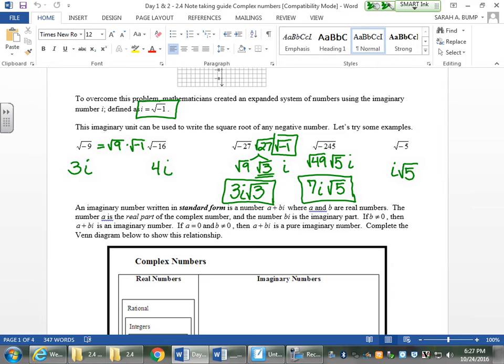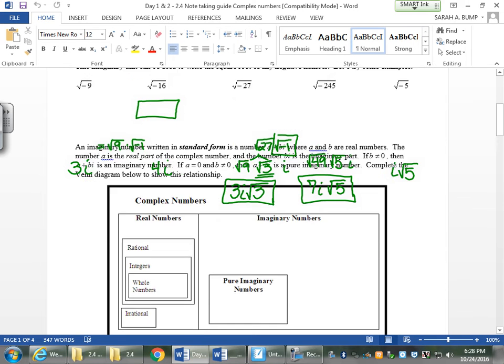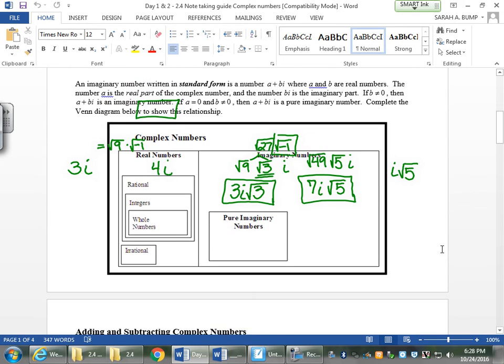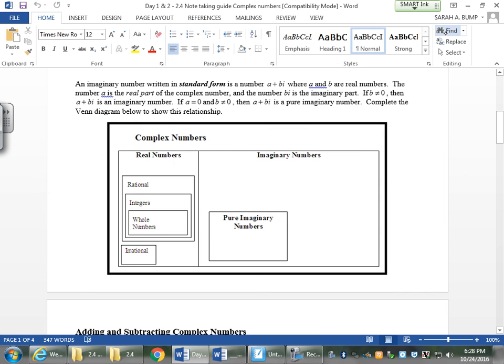That's pretty much it in terms of simplifying with i. We're going to move on to just talking about where this i fits in the idea of the complex number system. So let's read this little paragraph, and this is where we'll stop for today.